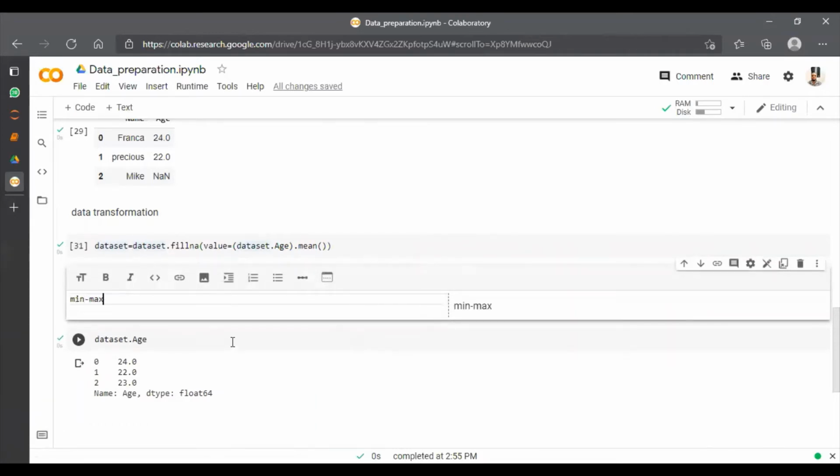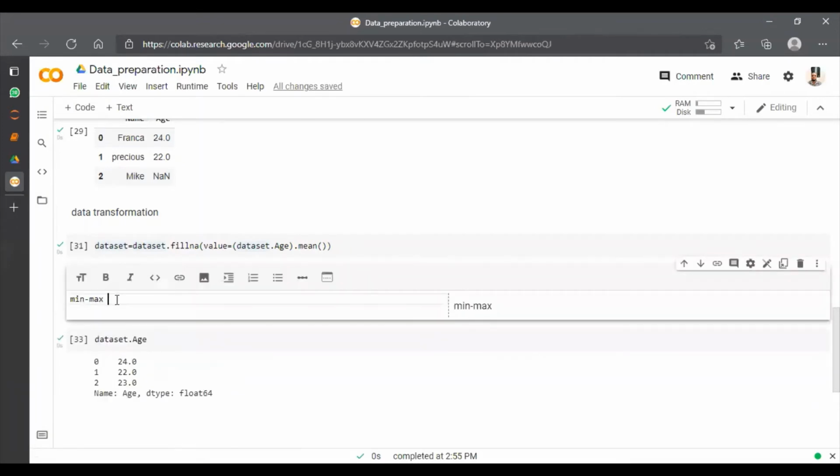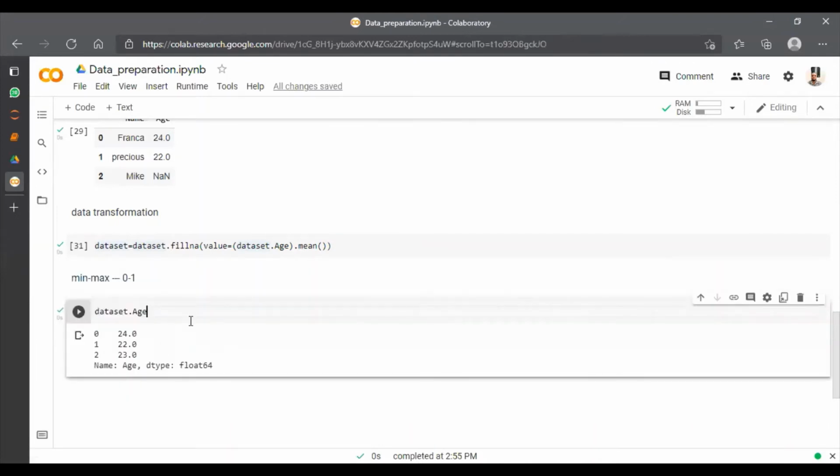So in min-max, you want to scale the data set into a range of 0 to 1. You should know that min-max is only used for numerical values, continuous values. Do you understand that? Our data scaling is only for continuous values. As we have our age attributes, we can convert it into the range of 0 to 1 using this min-max formula. Do you understand that?